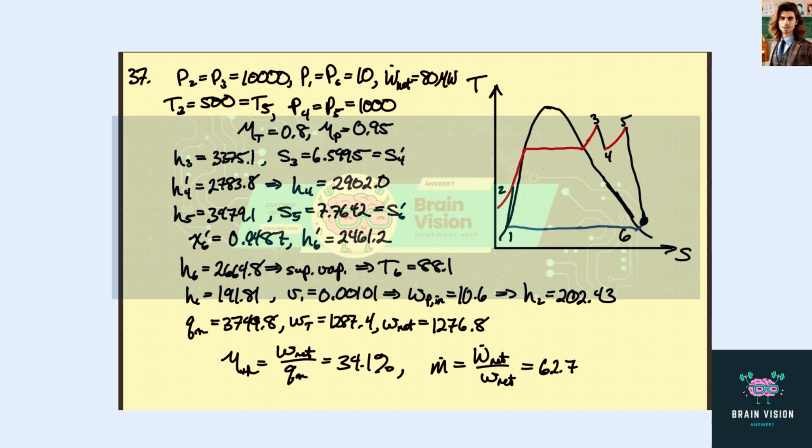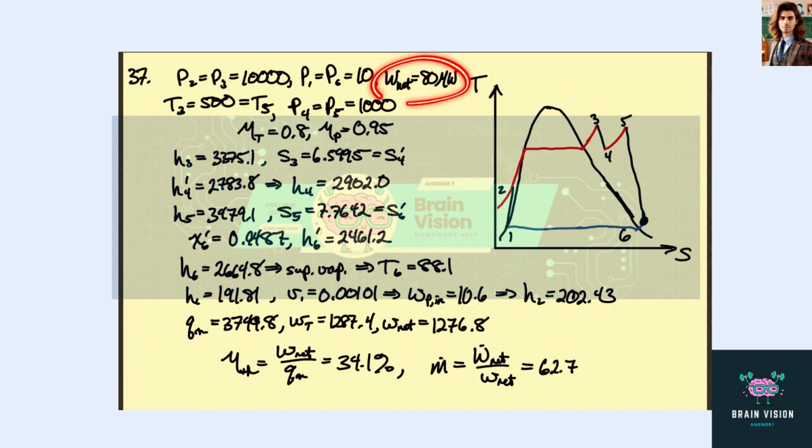So for the net work of this whole system, we take this and subtract the work from the pump, and we get about 1,280 kilojoules per kilogram. Again, the pump work is always very small compared to this, so sometimes you can even neglect that. It will make your efficiency a tad bit artificially high, but anyway, we can take this and divide it by this, and we get an efficiency of 34.1%.